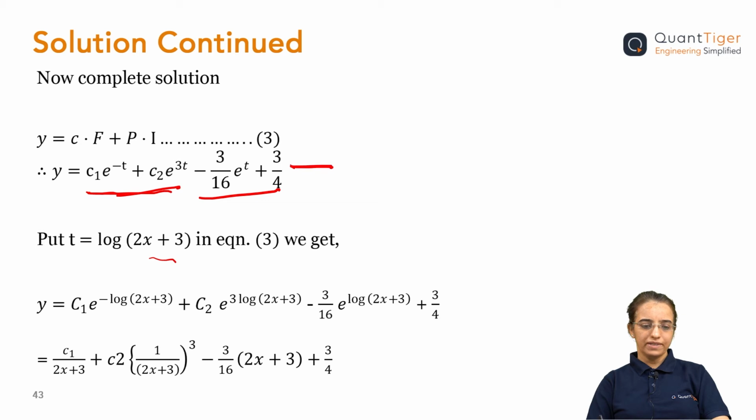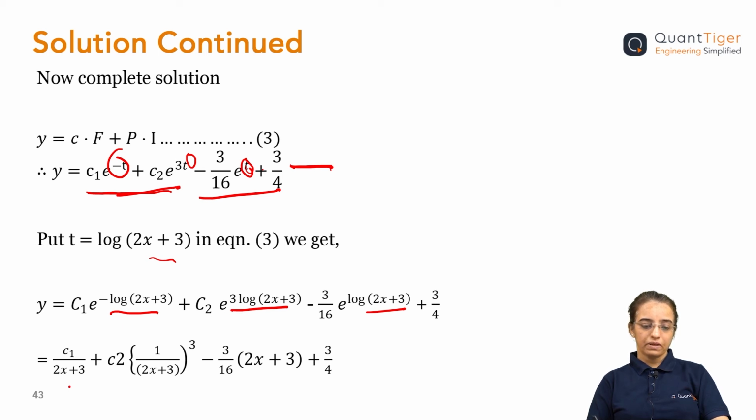For this one we will be keeping that. So जहाँ पे भी हमें t दिखाई देता है तो वहाँ पे हम log 2x plus 3 रख देंगे. So here wherever you see this, you will be keeping that log 2x plus 3. So यहाँ पे मैंने रख दिया इसकी वैल्यू. Now हमें पता है कि ये e and log दोनों अपोजिट होते हैं, तो वो कैंसिल हो जाएगा. Then it will become c1 upon 2x plus 3. Similarly यहाँ पे भी वही हो जाएगा.